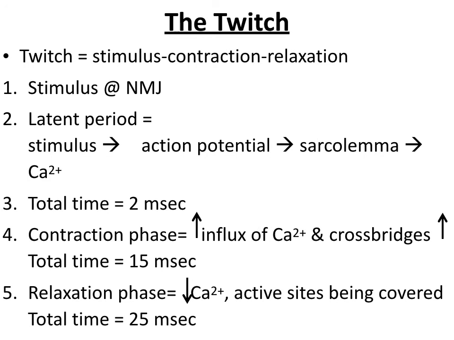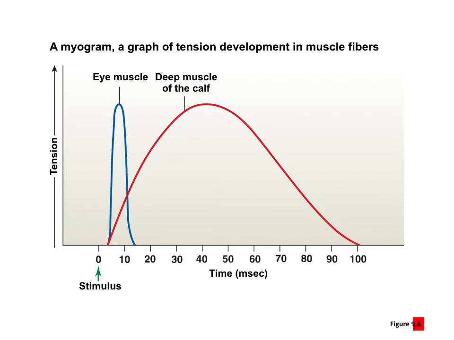All right. Looking at a single twitch, we have the stimulus. We have a latent period, a period where we don't really see any tension or force occurring, like an invisible period. Then we have the contraction phase, and we have the relaxation phase. This is a typical twitch. You have the stimulus at the neuromuscular junction. Then we have the latent period, which is from the stimulus through the action potentials that we talked about. Remember, action potential number 1, action potential number 2, down the sarcolemma, calcium entering, all that. The muscle tension is actually zero. Nothing occurs, no actual tension occurs.